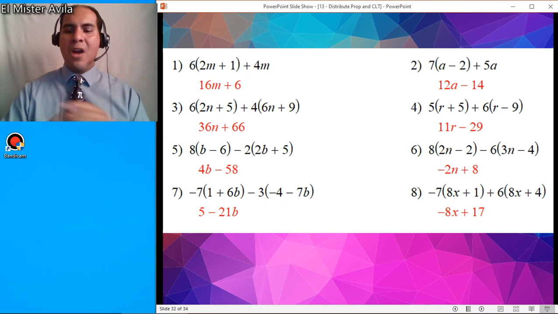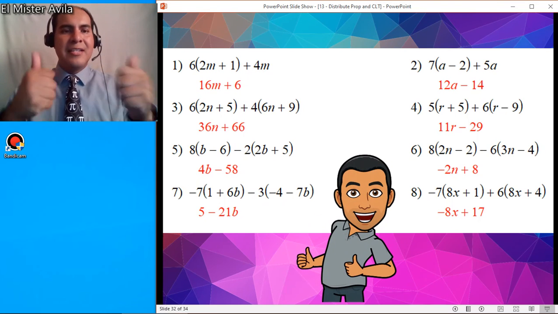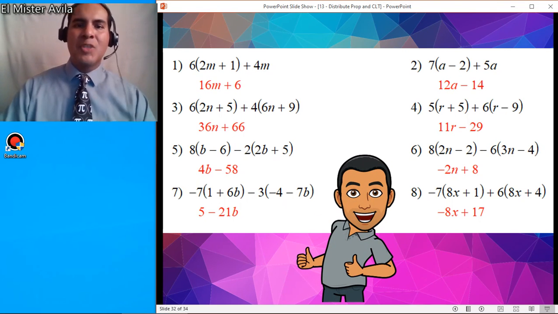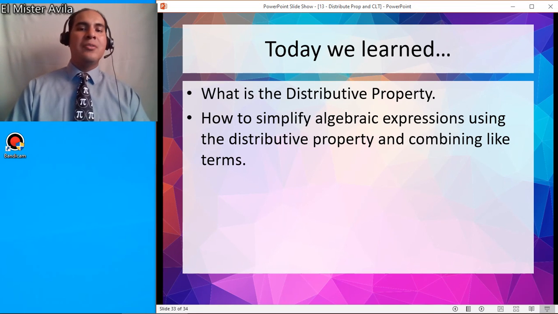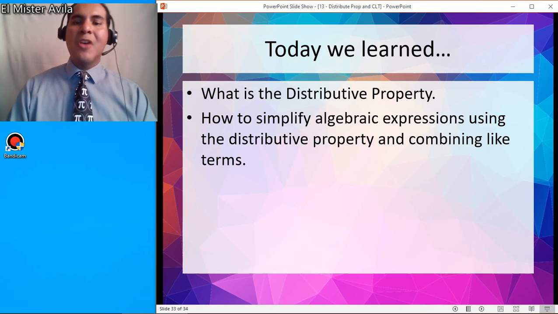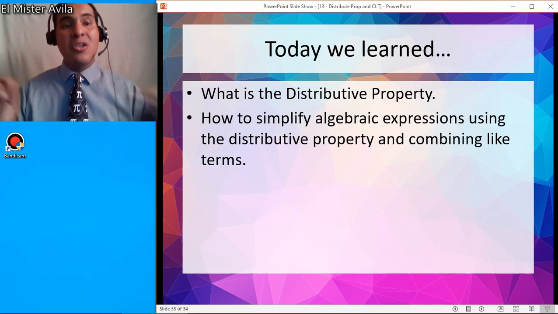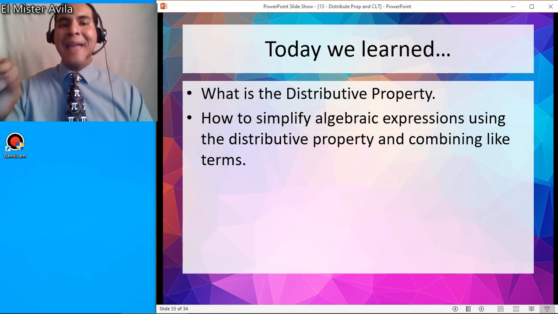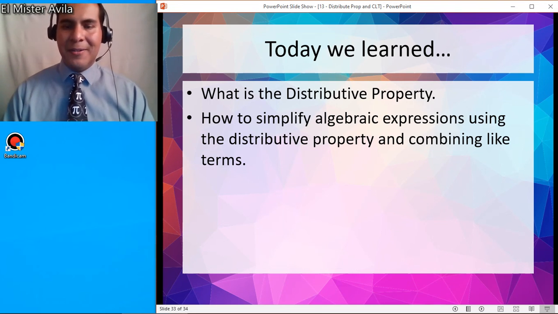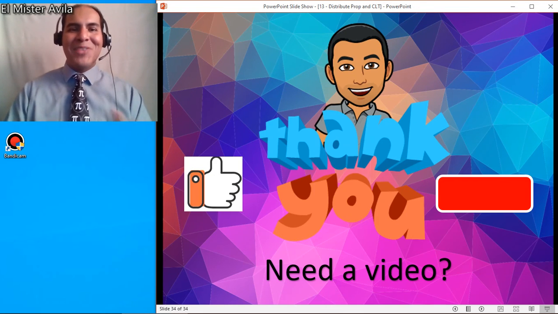Good job, everybody, for your hard work. I really appreciate you guys. You're amazing. Good work. Today we learned what the distributive property is. And we also learned how to simplify algebraic expressions by using 2 things, the distributive property and combining like terms together. With that, that wraps up this lesson.